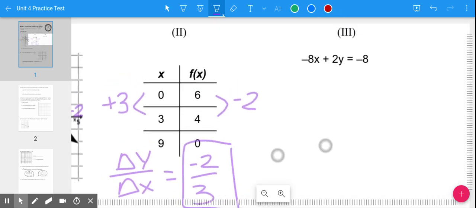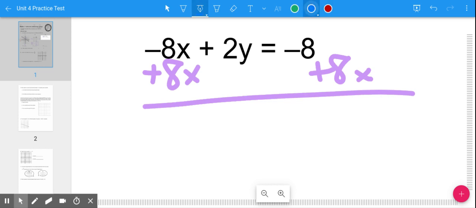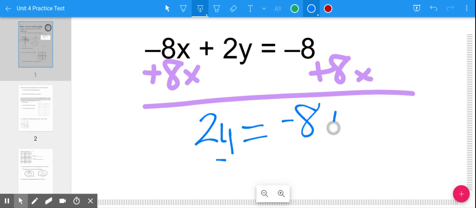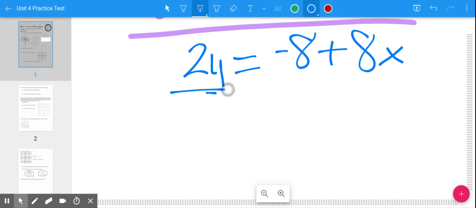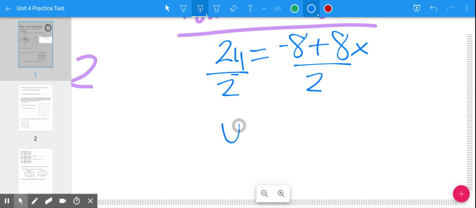And on the last one, we have it in standard form. So we have to rearrange this equation into y equals mx plus b form. So my first step is going to be to add 8x. It's going to give me 2y equals -8 plus 8x. I cannot combine those, the -8 and the 8x, because they're not like terms. My last step is to divide by 2. I'm going to get y equals -8 divided by 2 is -4, and then 8 divided by 2 is 4, and then bring down your x.